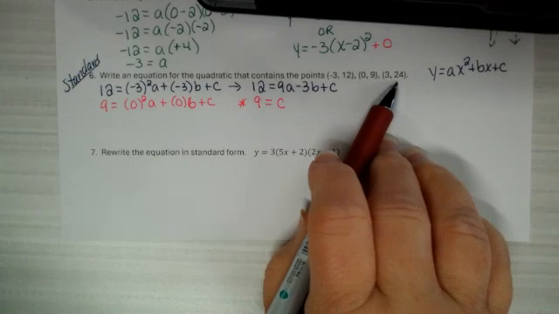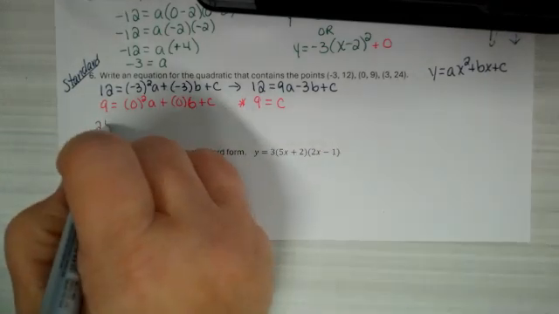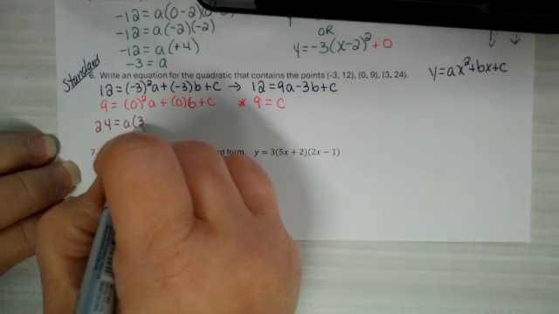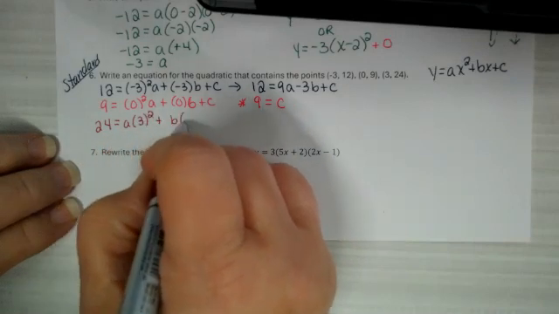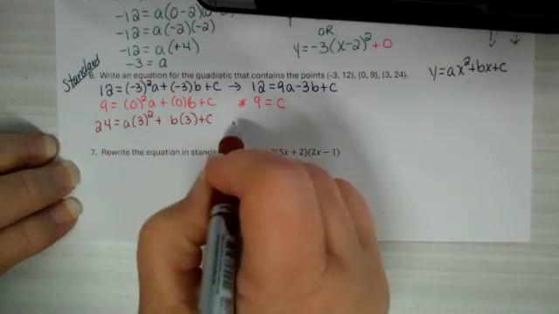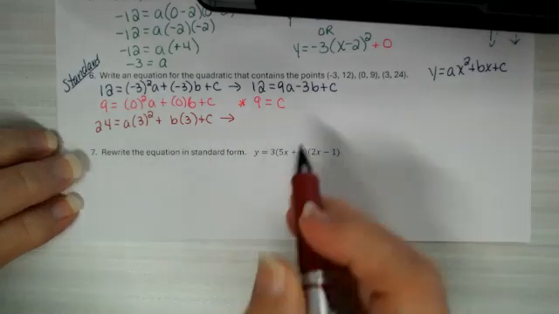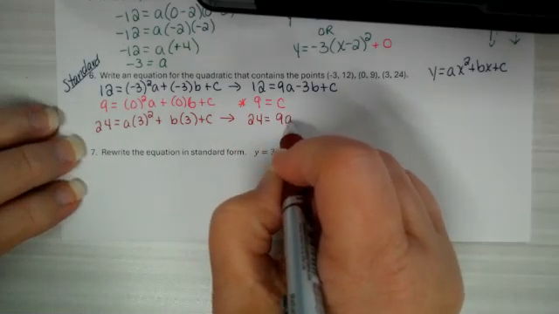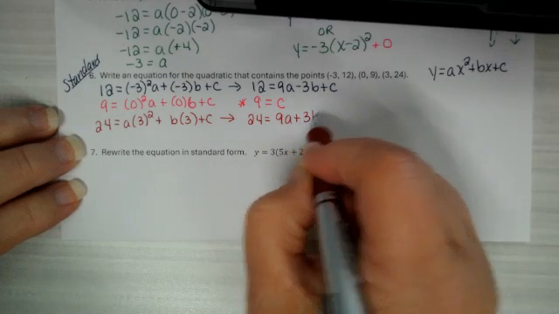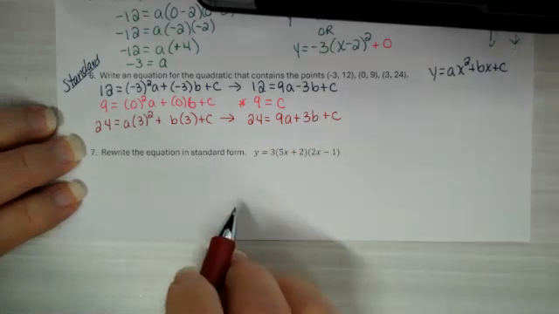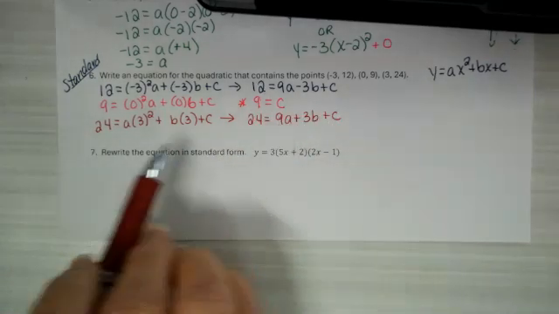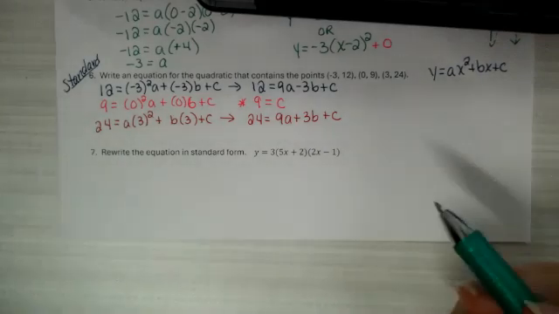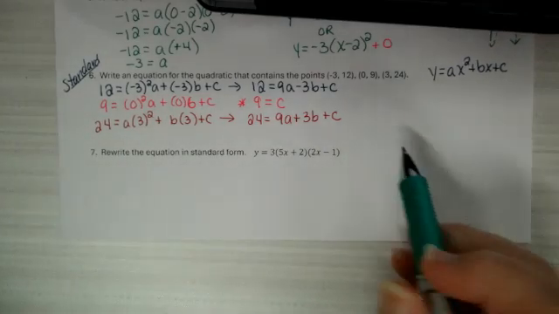Let's go to the third equation. 24 equals a times 3 squared plus b times 3 plus c. Now that we know what c is, this will get easier. 24 equals 9a plus 3b plus c. So notice we have a system of 3 equations, and we're going to do some substitution and some solving.